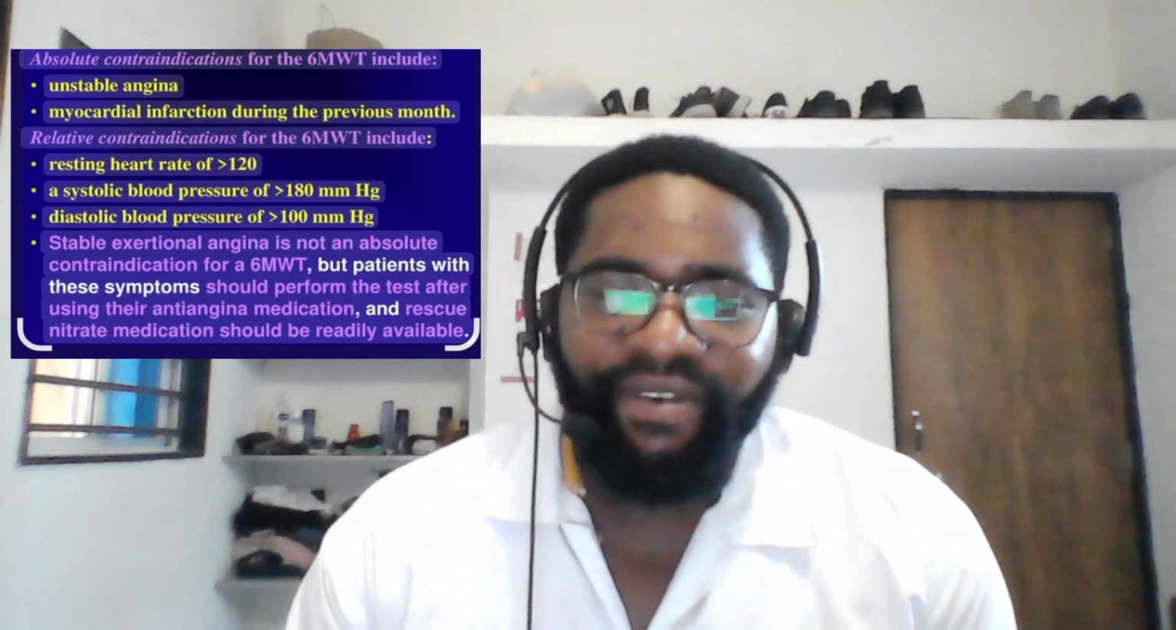We have metastatic carcinoma because there's a risk of this cancer metastasizing or spreading. And we have unstable hypertension, and relative contraindications are subacute injury in the patient, an SpO2 of less than 90%, and acute illness such as fever or limiting orthopedic conditions like osteoarthritis.